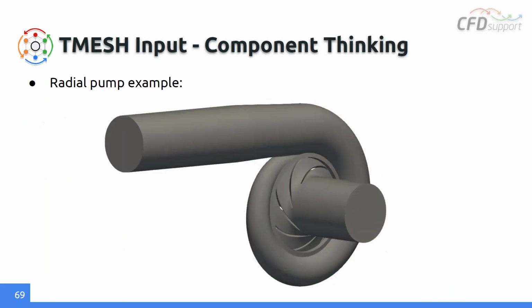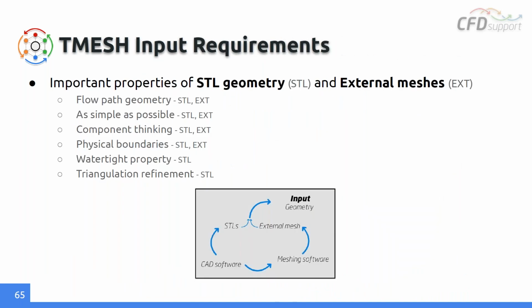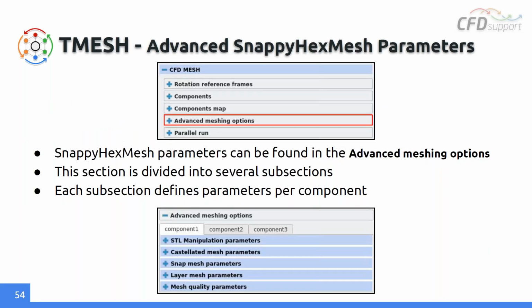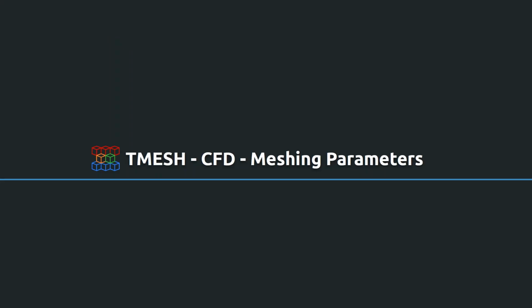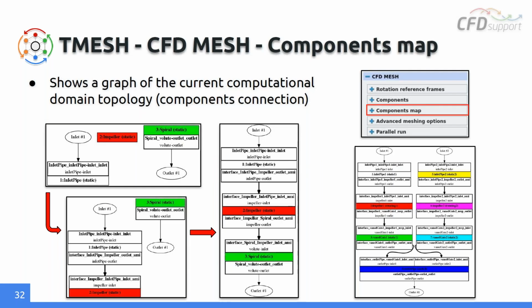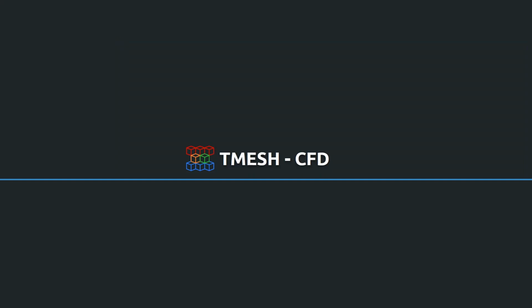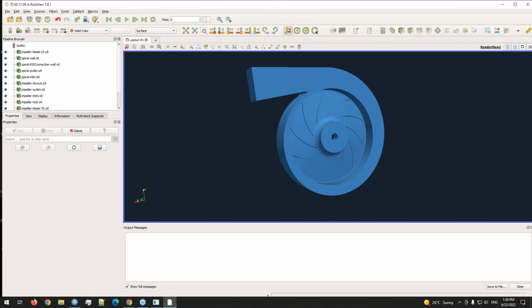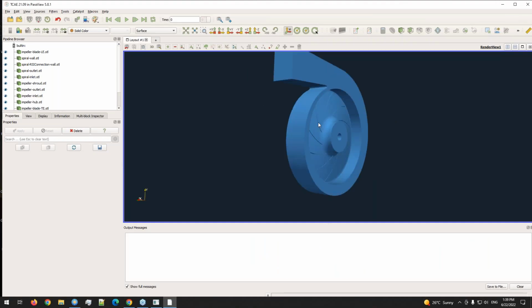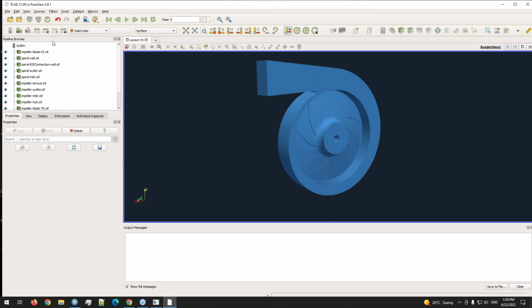So this were the main aspects of the input data. I will go back to the meshing part and let's start how the real work looks like. Okay, let's start. TCAE. Okay, so let's go back to our case. I will close this. This is our input geometry.